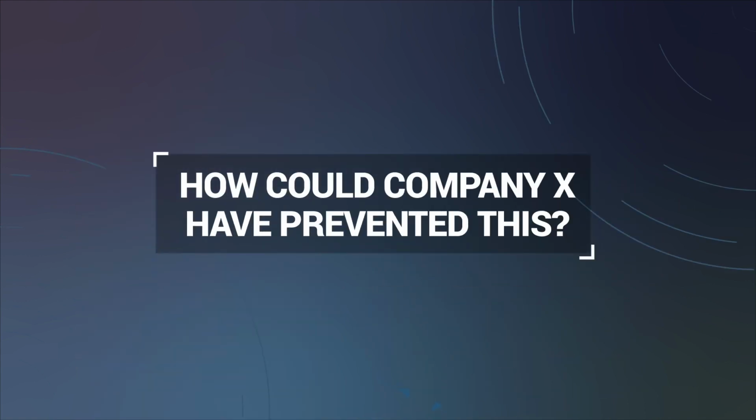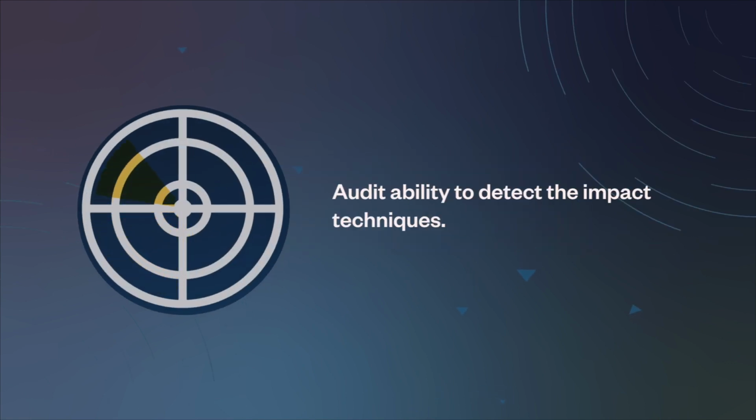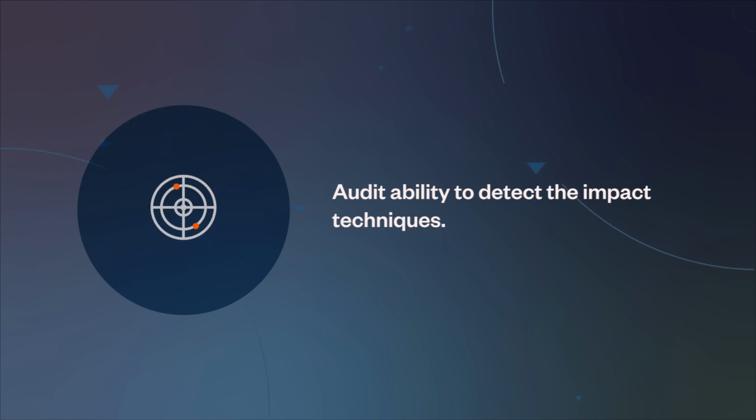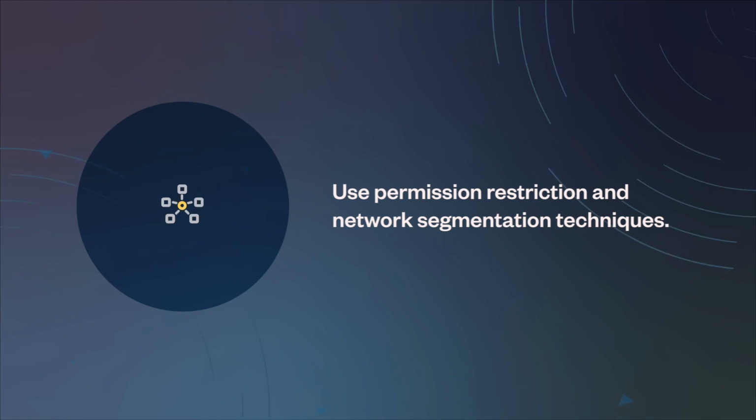How could Company X have prevented this? Impact techniques are the best indicators of a potential ransomware attack. Spotting them is key. The adversary stops services throughout the lifecycle of their attack over several weeks. These actions can be prevented with permission restriction and network segmentation techniques.